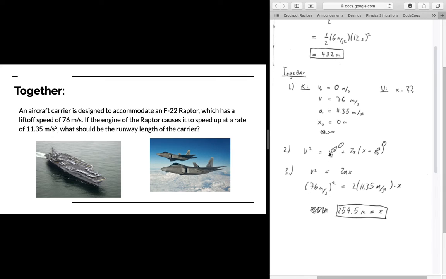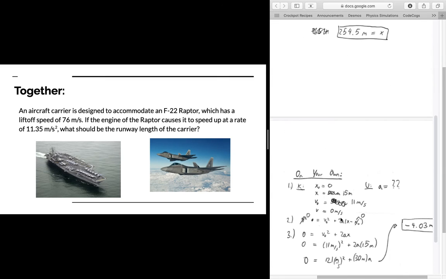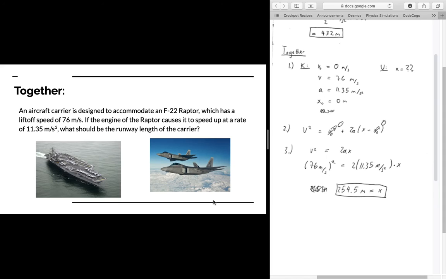Final velocity squared equals initial velocity squared plus 2a times x minus x naught. Okay, so v naught squared is going to be 0 because our initial velocity is 0, and x naught is going to be 0. As a result, we have v squared equals 2ax. We need to solve this equation for x now. So we replace v with 76, so we have 76 squared equals 2 times 11.35 times x, okay? Solving this resulting equation for x gives x equals 254.5 meters.